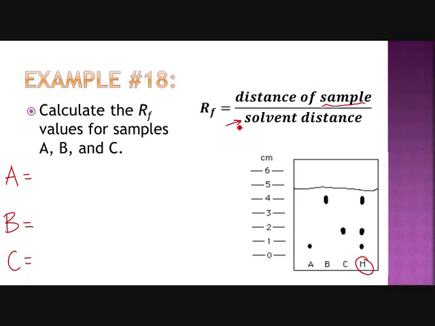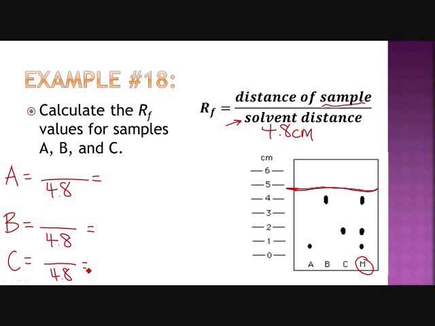Yes, this line right here is the solvent line. So we want to make sure we estimate our last digit. 4.8 sounds great to me. So our solvent distance is going to be 4.8 centimeters. In the denominator, it'll always be 4.8. Okay?